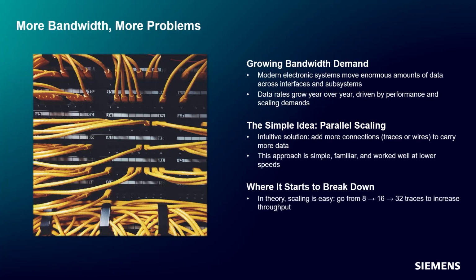Imagine you have 8 traces on a printed circuit board, and each trace carries 1 bit at a time. That means you can send 8 bits per clock cycle. If you want to double your bandwidth, you could just add more traces, go from 8 to 16 or 32, or even more. Conceptually, it's straightforward, but in practice, this approach runs into serious problems as speeds increase.